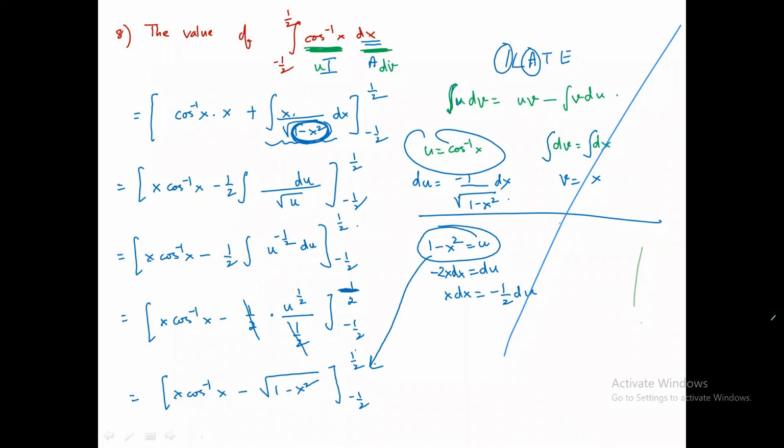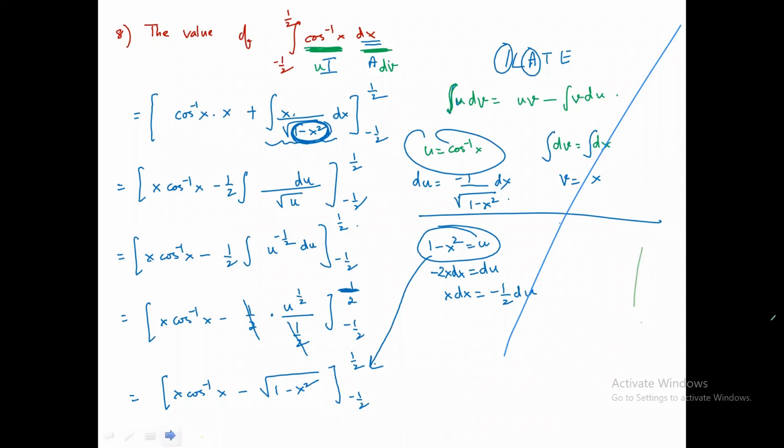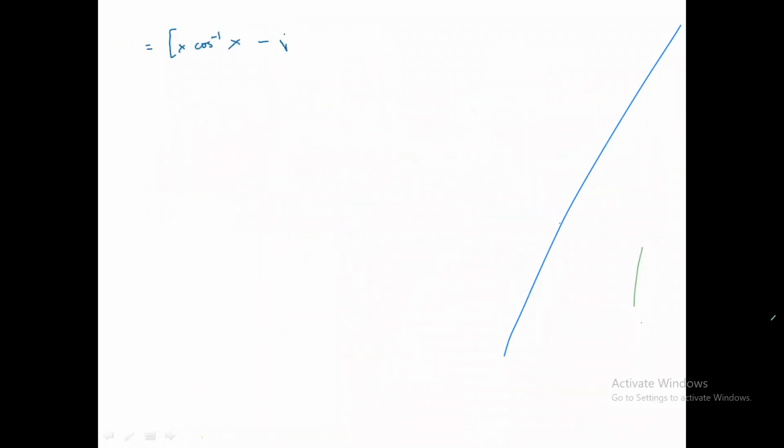Okay, now because this is definite integral, I have to use the bounds also. I have to substitute the upper bound. I have to substitute the lower bound. That we will do in the next page. So what I have: x cos inverse x minus square root of 1 minus x square, from minus 1 by 2 to 1 by 2.